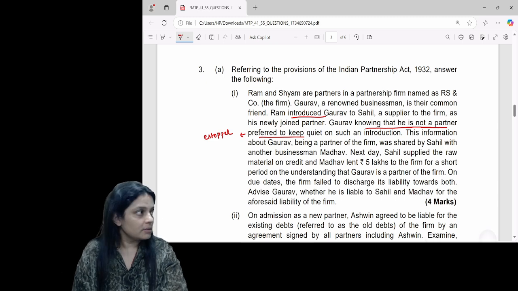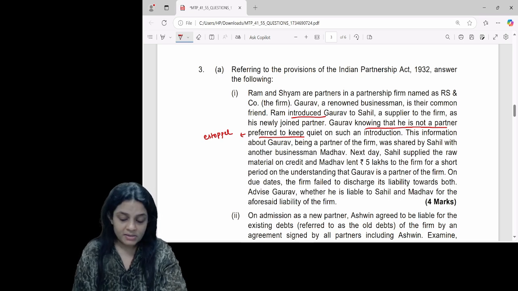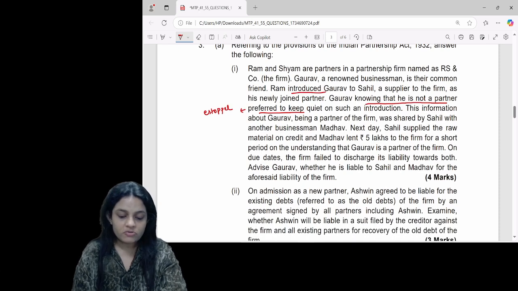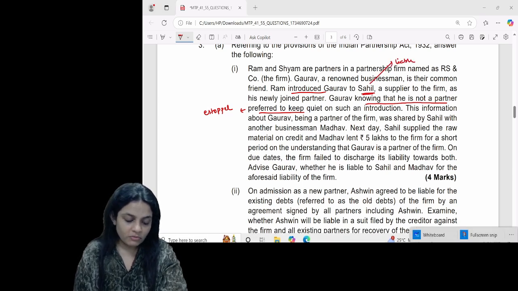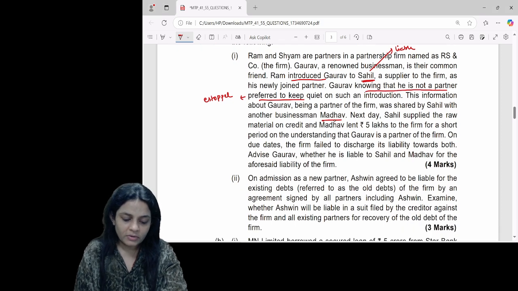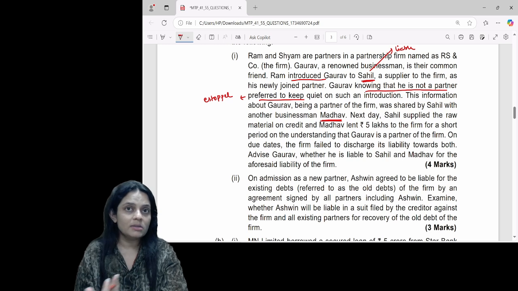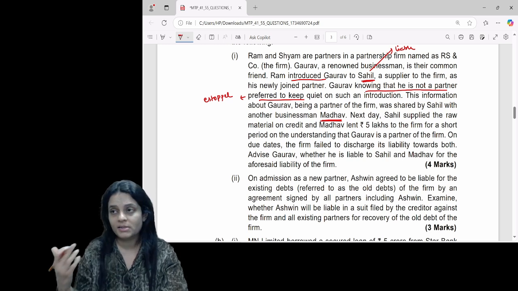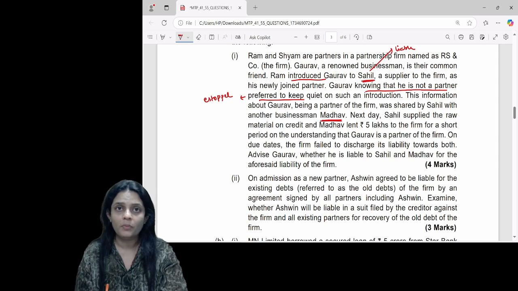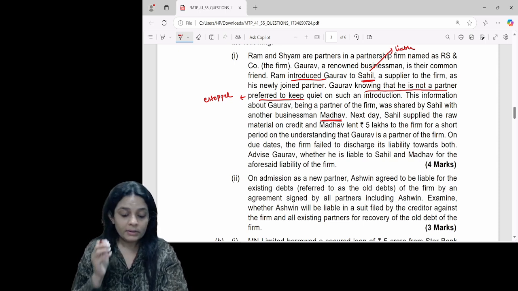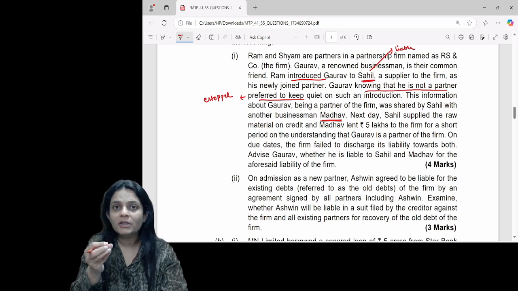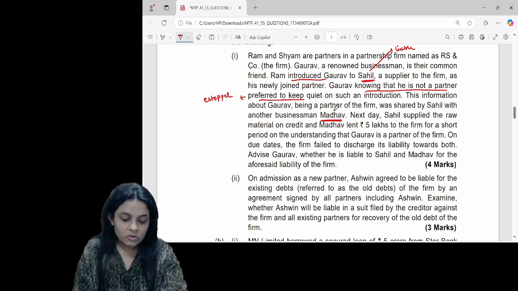On such an introduction, this information about Gaurav being a partner of the firm was shared by Sahil with another businessman. So is he liable to Sahil? Yes, he is liable to Sahil. This information was shared with another businessman, Madhav. The question is, is the partner by estoppel also liable to Madhav? No. The liability is only to the person to whom the representation is made and not to any other person. So towards Madhav, he will not be liable.